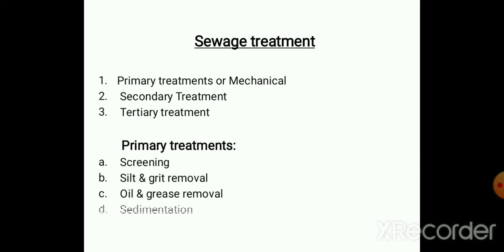So next is sedimentation. Sedimentation, as we know, is the process of removing suspended impurities by allowing the water to settle at the bottom in a container. Okay, so in this method, due to gravitational force, almost all the suspended particles will settle down and we can get the clear effluent. Okay, so that is sedimentation.